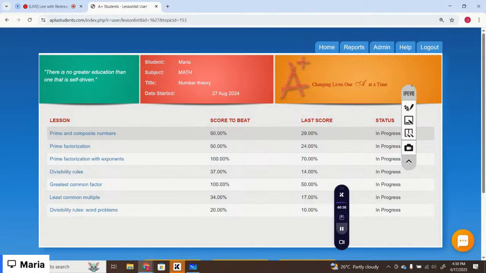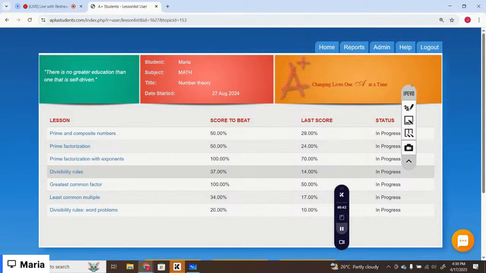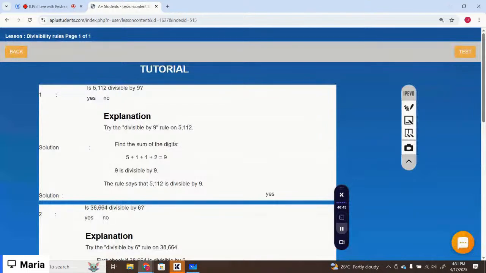The next lesson is divisibility rules. So basically, we do not actually divide the larger numbers. We simply apply some tests and see if the numbers are divisible by other numbers, right? Let's just look at the example.